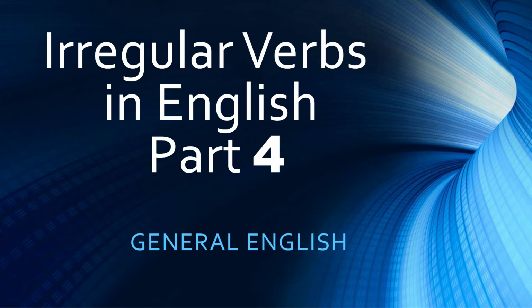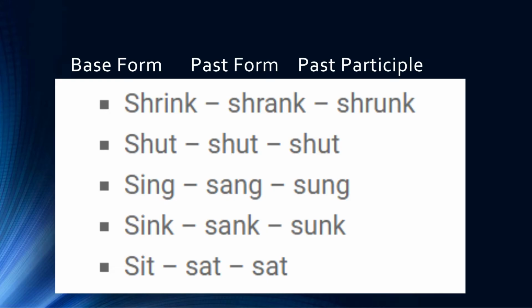Now let's carry on with the list of the irregular verbs that we have been studying. The next verb in the list is shrink, shrank, shrunk. The past form is shrank and the past participle form of this verb is shrunk. Its translation in Hindi is sikurna.